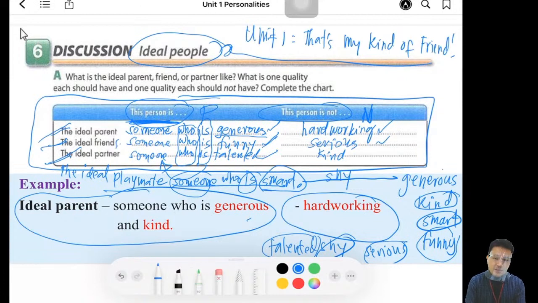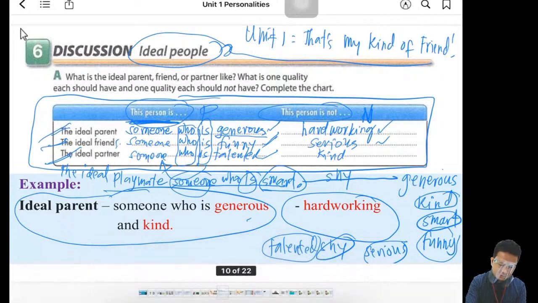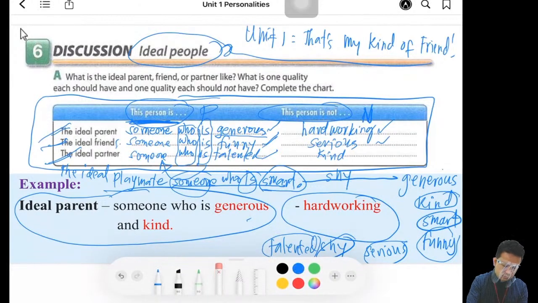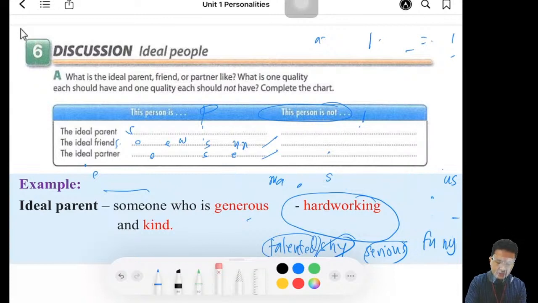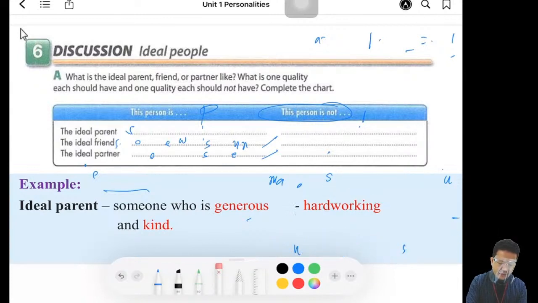Now, let's try to have another set of listening activities. The ideal people, the three types of ideal people here, your ideal parent, your ideal friend, your ideal partner. And don't forget to use someone who plus is and then the vocabulary word.